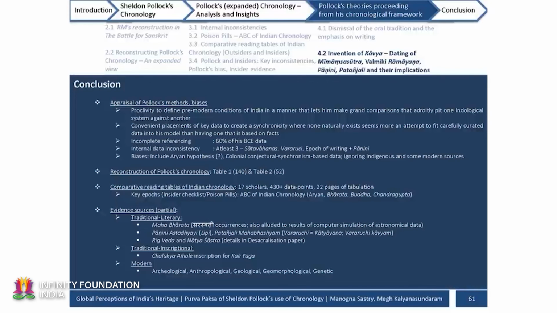Now, details of the kāvya relationship with Rigveda and Natya Shastra, some original work which we've done, will come in our desacralization paper. There wasn't enough space to fit it all over here. And we looked at traditional inscriptional reference, as we heard Dr. Nagaswamy say, Chalukya Aihole inscription in Kali Yuga, and modern evidence, archaeological, anthropological, geological, geomorphic, genetic.